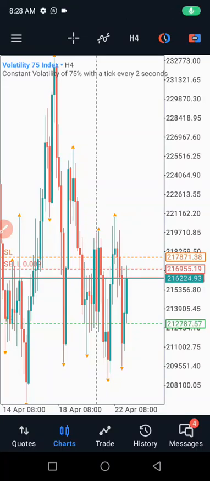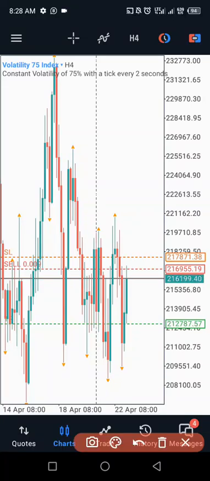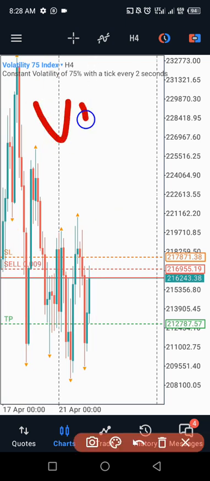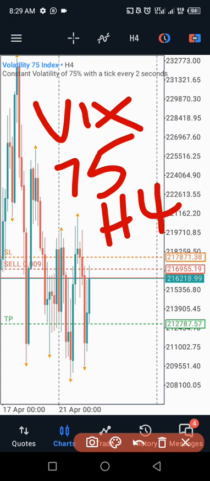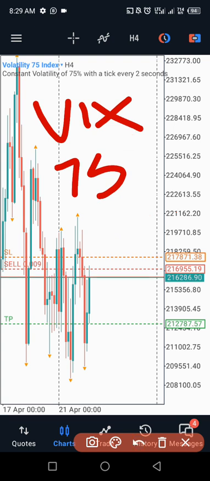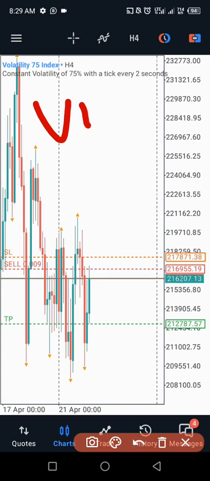We are able to spot this particular move on the VIX 75 index, on the 4 hour time frame, where we note that price is doing something great. I just want to show you how I was able to spot this on the VIX 75 on the 4 hour time frame. I've already given this trade out to my students on the general platform, so I'm going to show you how I'm able to spot this on VIX 75.